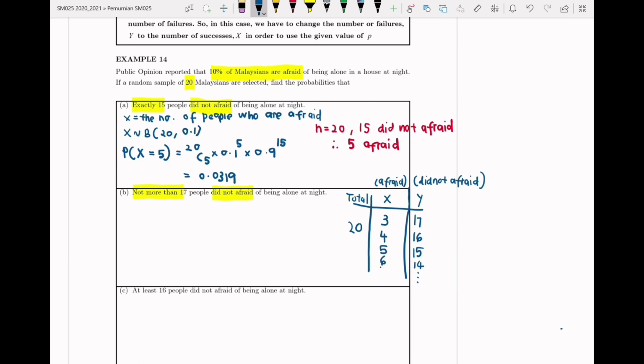3, 4, 5, 6, 7, and so on. So if we have not more than 17 not afraid, that means we need to find the probability X greater than or equal to 3 people who are afraid. So we will still use this table, n equals to 20, p equals to 0.1. From the table, P(X greater than or equal to 3) is equal to 0.3231.